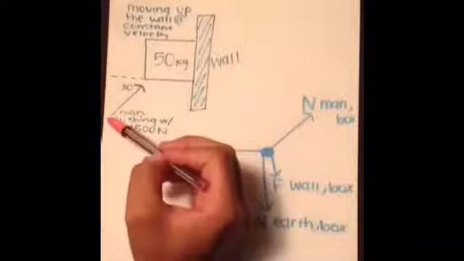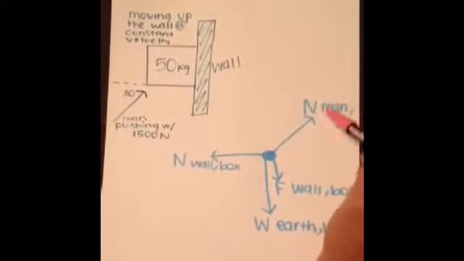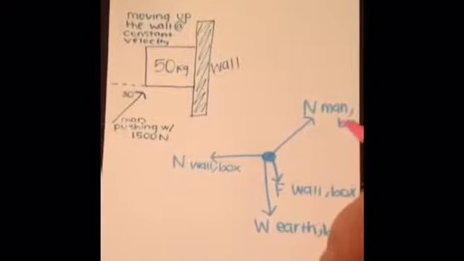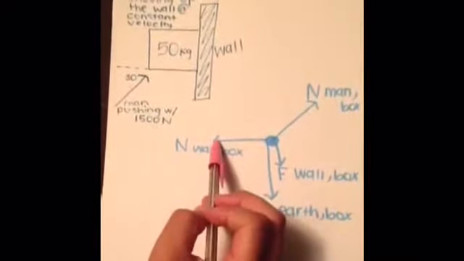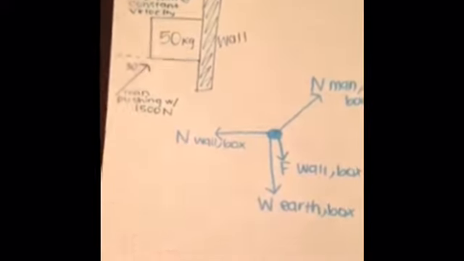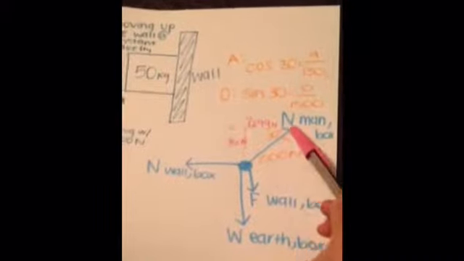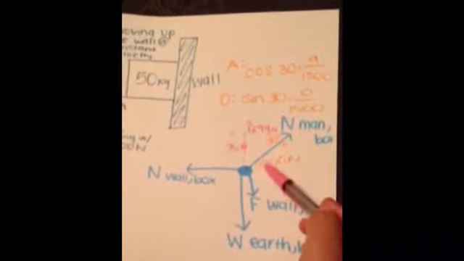Then there's also a diagonal force with a normal force from a man who's pushing onto the box. And then lastly, there's a force from the wall onto the box, which would be normal. With a given diagonal line here, we have to find the triangle and their lengths. So this length here is given, which is 1500 newtons.